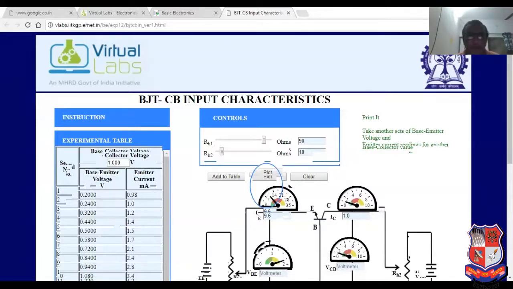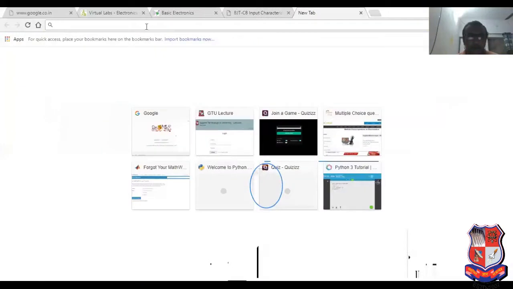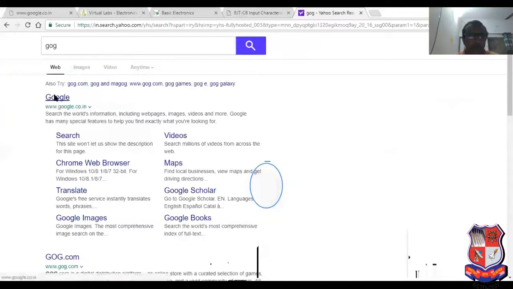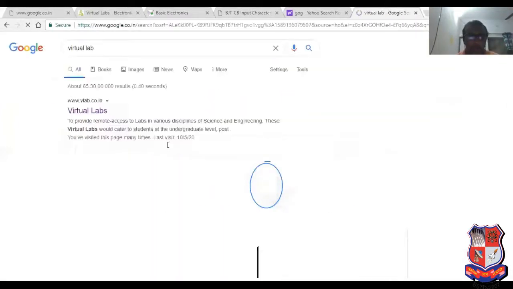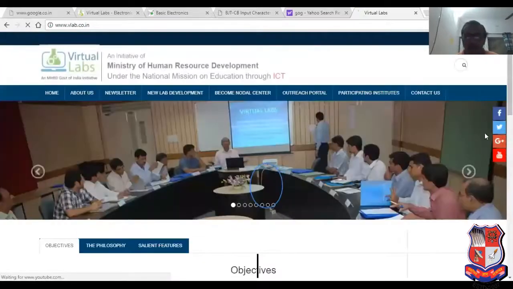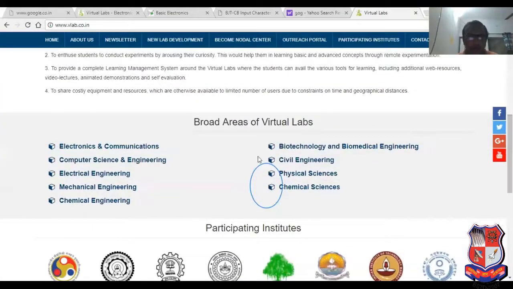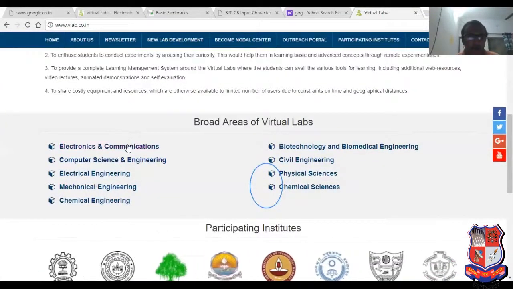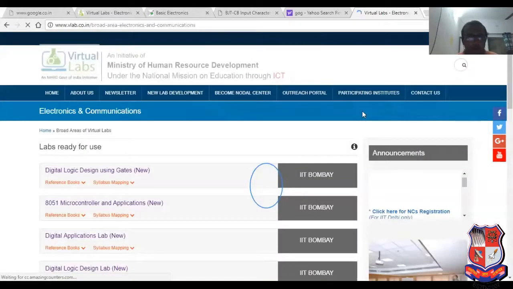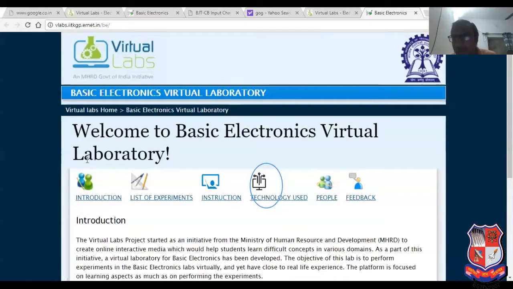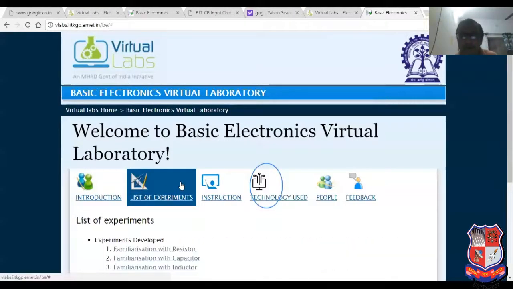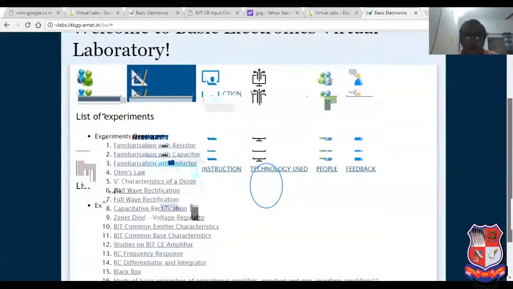We have to measure output characteristics. So write down here: virtual lab, here it is virtual lab, for electronics communication. Subject: basic electronics. Why have I performed this practically? Because based on that you have to be able to understand what is the meaning of that.